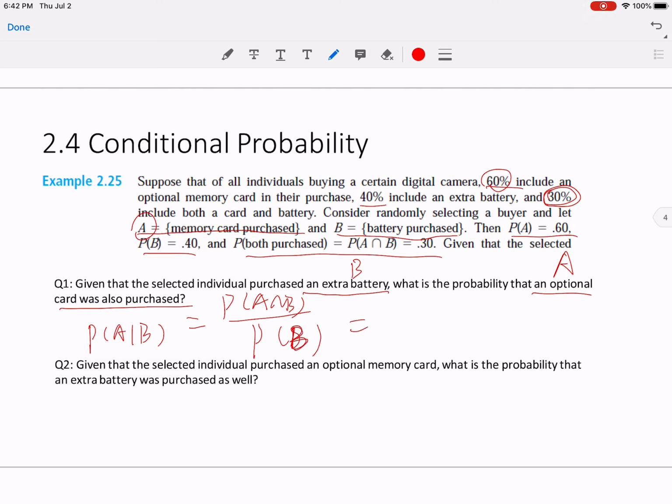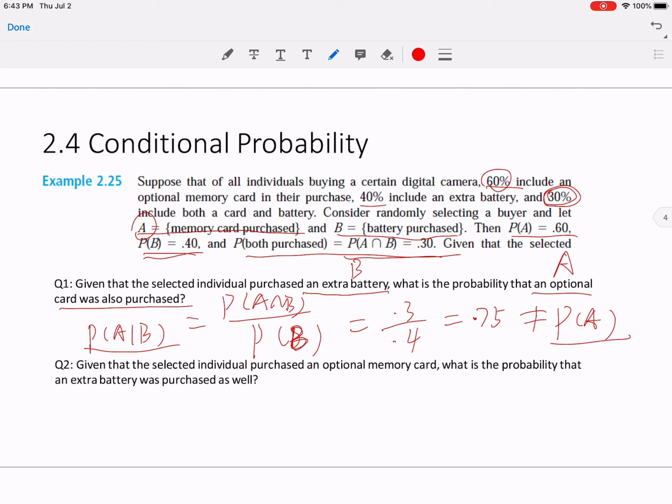And then, what is the probability of A intersection B? The probability of A intersection B is 0.3. And the probability of B is 0.4. So we have 0.75. And this is not equal to the probability of A. So the probability of A and the conditional probability of A given B are completely different notations, right? Okay? Don't be confused. Probability of A is completely different from the probability of A given B.